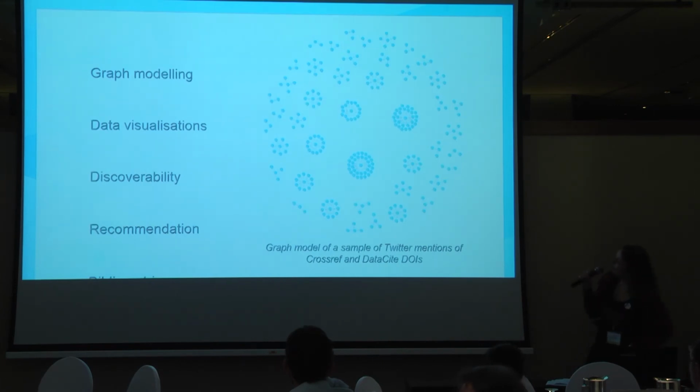You might be interested in graph modeling, for example. This is a graph model that I did using an open source tool called Neo4j. I just took a small sample of Crossref and DataCite DOIs and looked at the number of mentions. So you can see very quickly you can start to build something that could be quite useful.